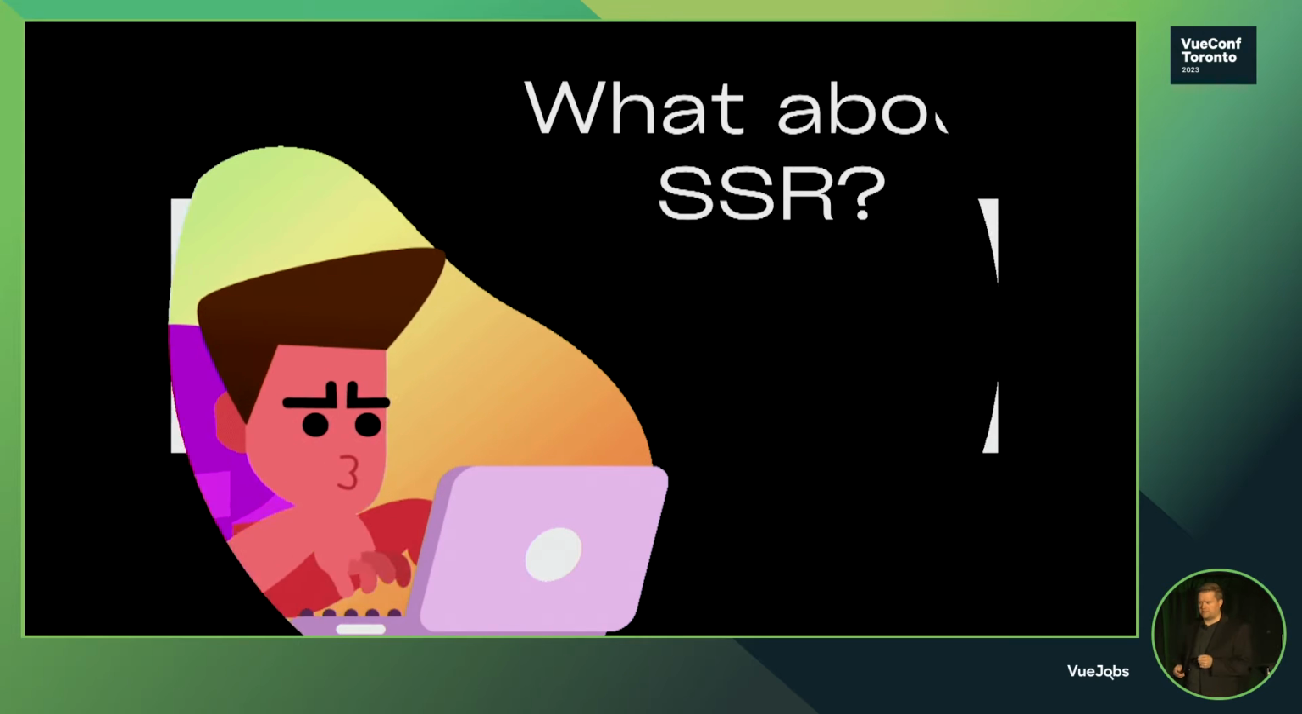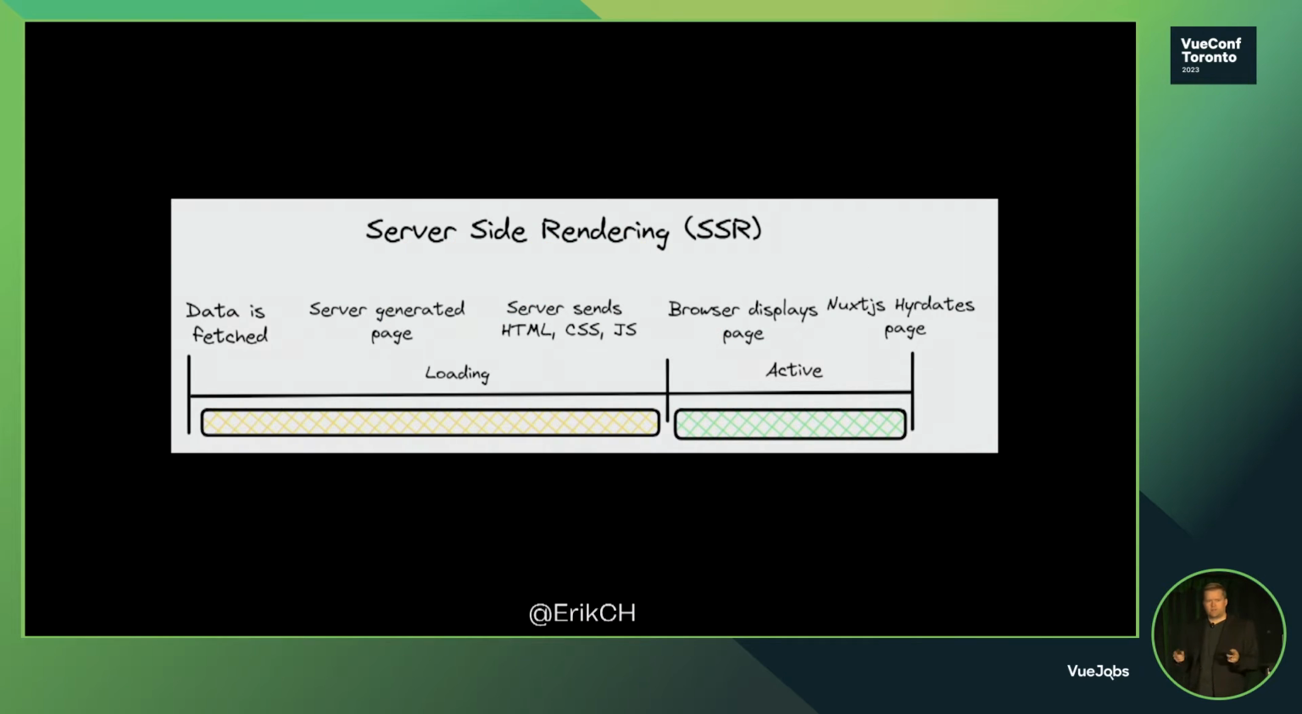Like, what is this? So server-side rendering, and I've used my great skills at creating graphs here using Excalidraw. But you can see here we have data is fetched. So the way it basically goes is your browser connects, the data is fetched, the server generates the page, it sends the HTML, CSS, and JavaScript back to the client pretty quickly.